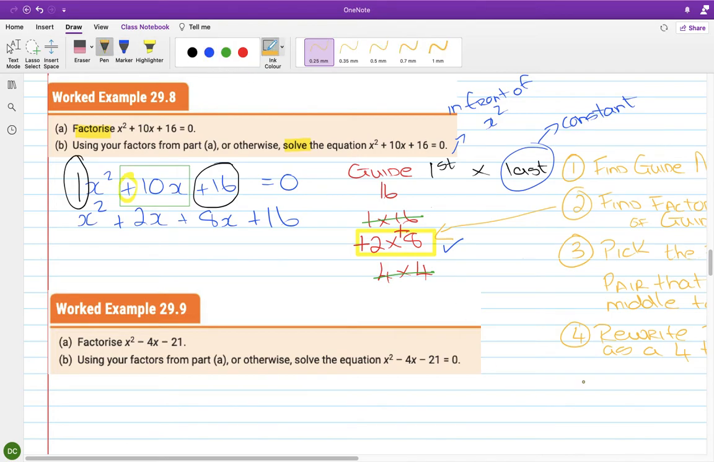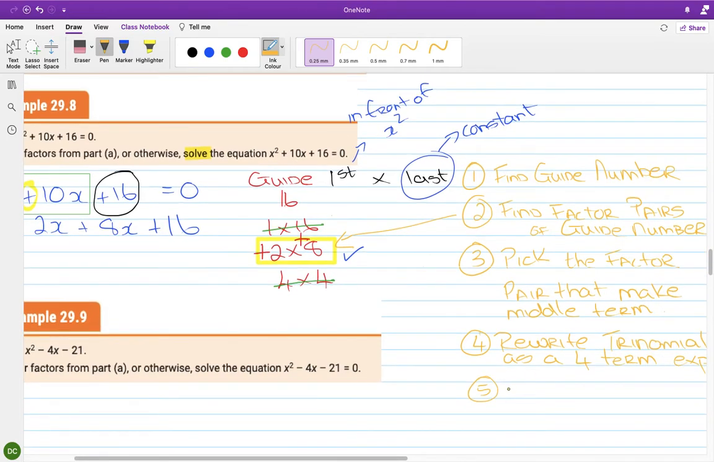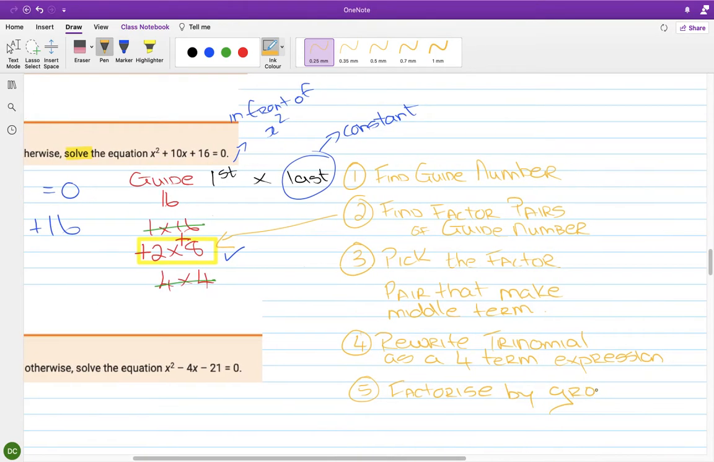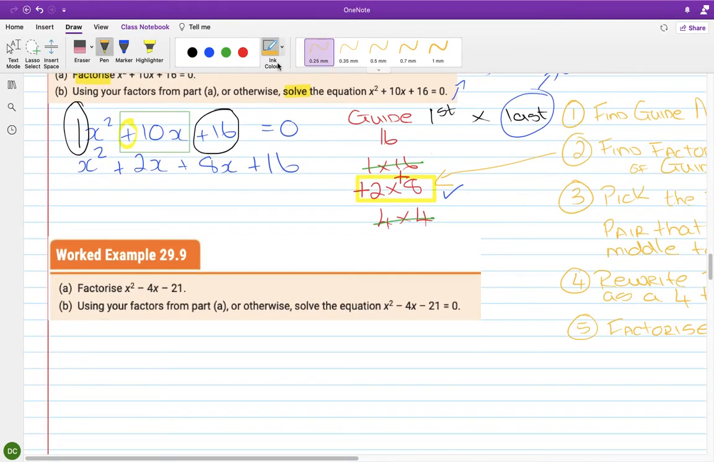Okay, next is you factorize by grouping. Okay, so we did this last year, so I'll just go through it in case you've forgotten. But you group the first two. Oh, I'll change colour. And you group the second two.